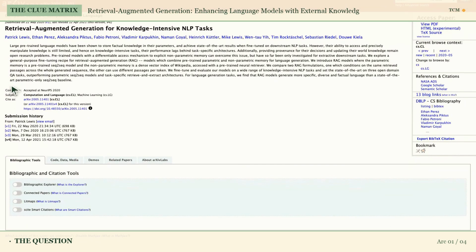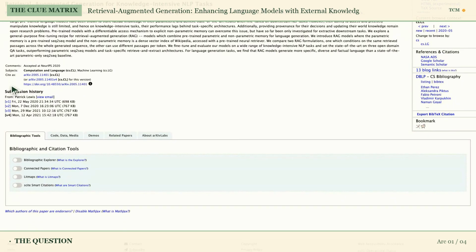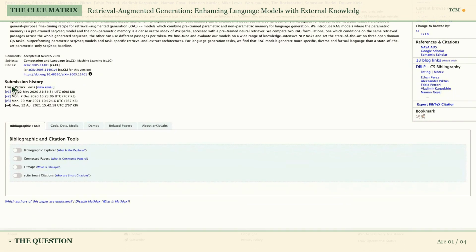Now let's get a clearer picture of what Retrieval-Augmented Generation actually means in practice and how these two memory types work together. Let's break down the intuition of how this parametric and non-parametric memory combination actually plays out.